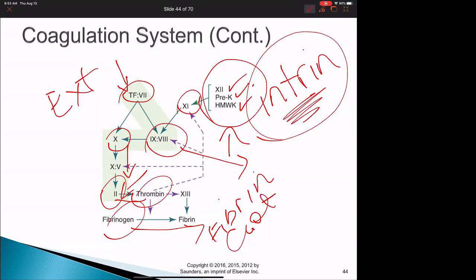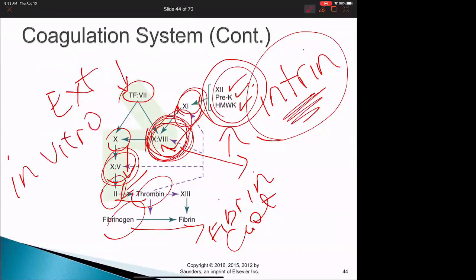So you need these contact factors right over here to activate factor 9, and then activated factor 9 comes together with activated factor 8, and this is actually the extrinsic tenase that will activate factor 10, and then that will get together with activated factor 5, and then that activates prothrombin to thrombin, and then fibrinogen to fibrin. So this is more of the in vitro initiation of the intrinsic pathway, okay?